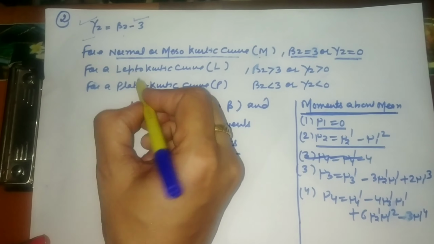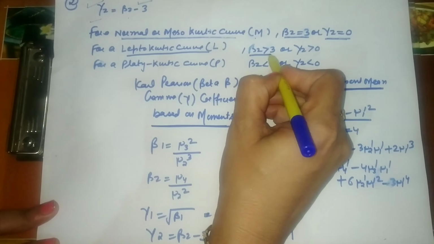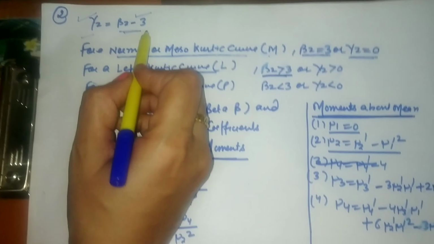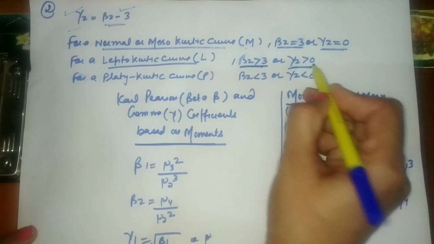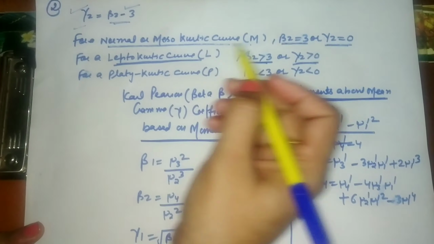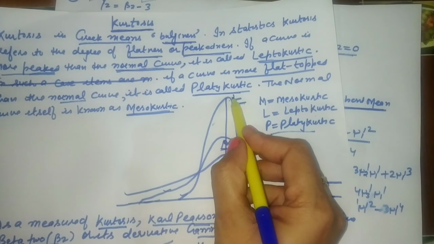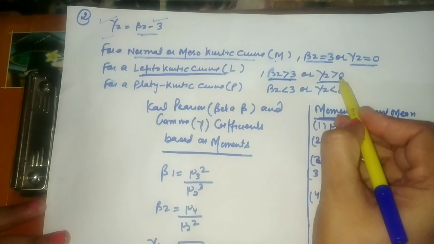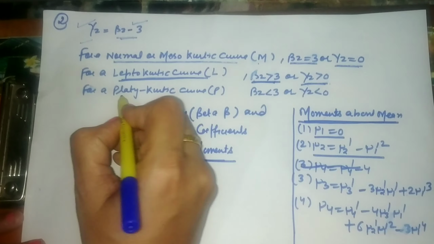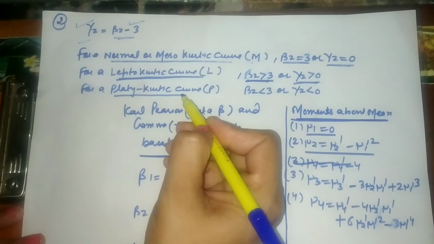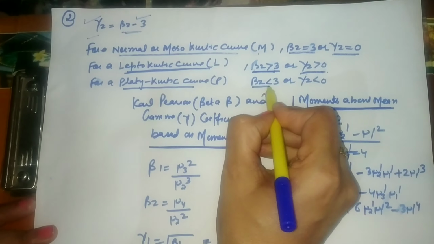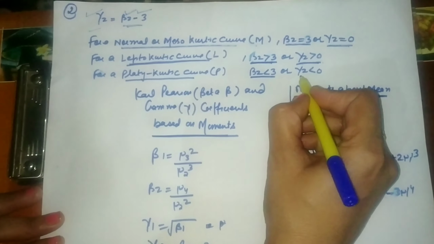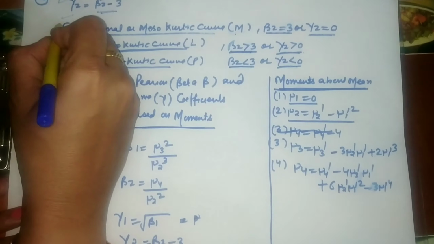That means normal curve. For a leptokurtic curve, L, beta 2 should be greater than 3. If we take beta 2 greater than 3, let us suppose 4, 5, 6, obviously gamma 2 will be greater than 0. This is for the leptokurtic curve, the more peaked curve. For a platykurtic curve, platykurtic means more flat curve, beta 2 is less than 3. If beta 2 is less than 3, let us suppose I am taking 2, then obviously gamma 2 will be less than 0. So this is the analysis.